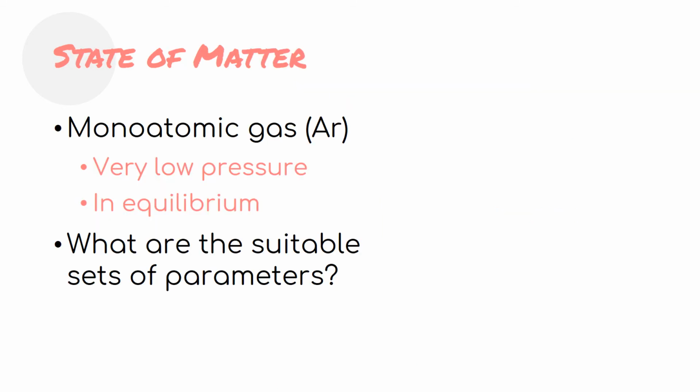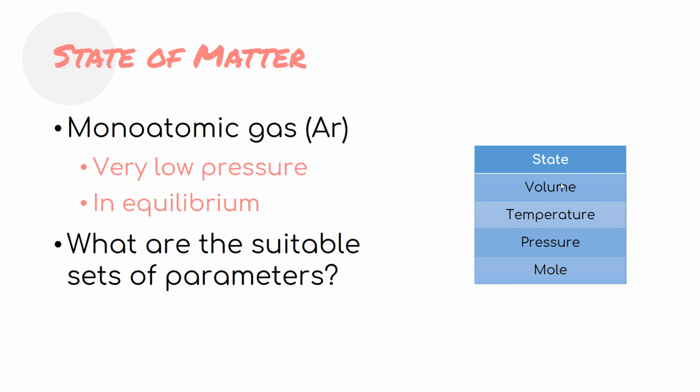So let's talk about the state of matter, like a real system. In thermodynamics, we always start with the simplest system we can study, and that would be a monoatomic gas at very low pressure and in equilibrium. I'll talk about why this condition is necessary maybe later on. For this simple gas, what are the suitable set of parameters you can use to identify different versions of this gas? It turns out you don't need many. You only need four of them: volume, temperature, pressure, and mole.